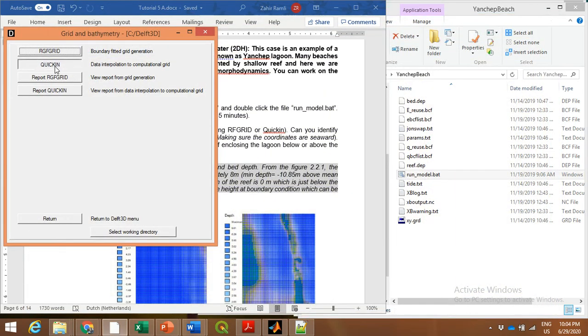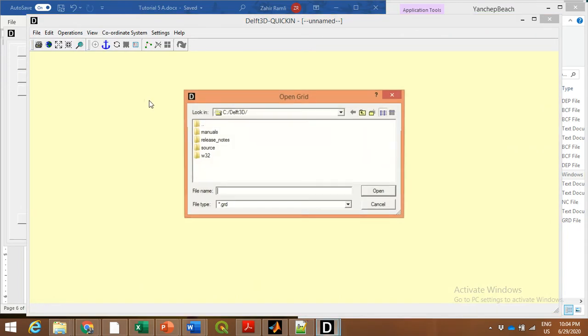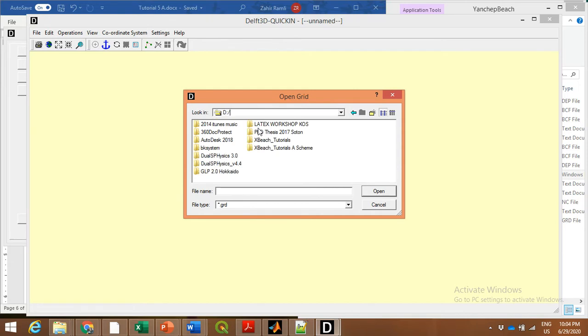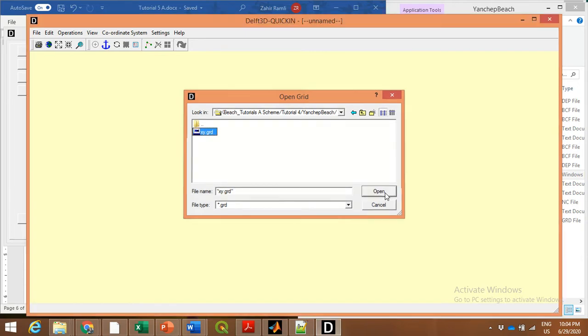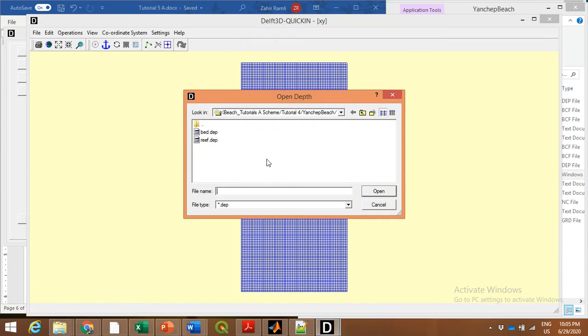And then go for Quickin. This one you want to know the depth. You import the grid first, the xy.grid. Then second, you call the depth. For this case, there are two depth files, bed.dep and reef.dep. So what is the difference between these two depth files? How do you find the difference between these two pieces of information?